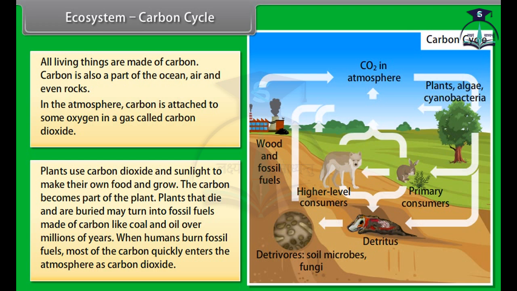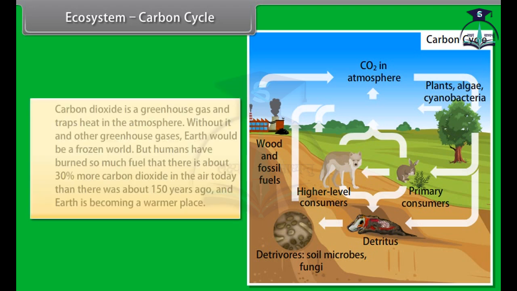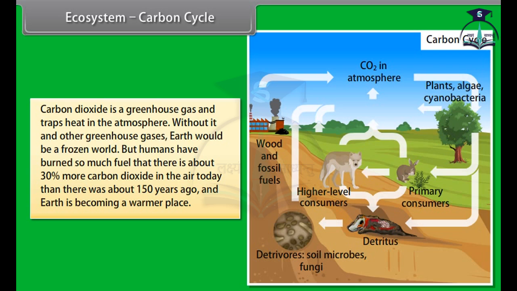Plants that die and are buried may turn into fossil fuels made of carbon, like coal and oil over millions of years. When humans burn fossil fuels, most of the carbon quickly enters the atmosphere as carbon dioxide. Carbon dioxide is a greenhouse gas and traps heat in the atmosphere. Without it and other greenhouse gases, Earth would be a frozen world.